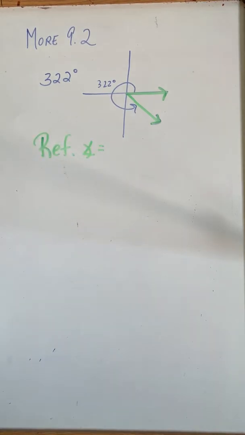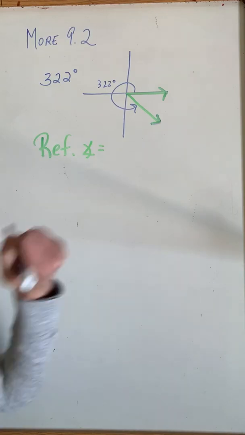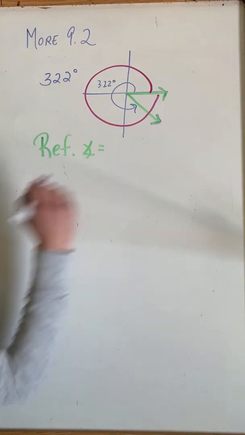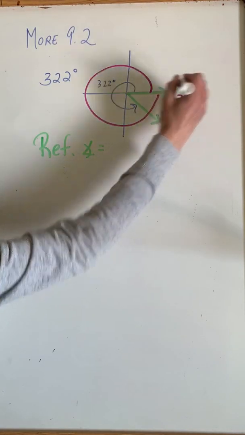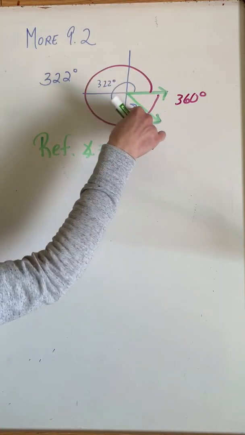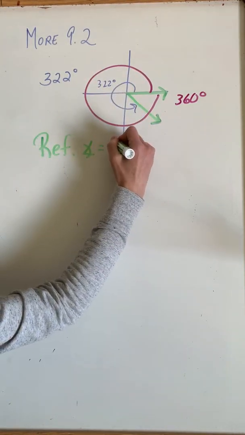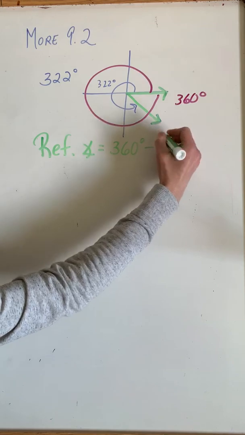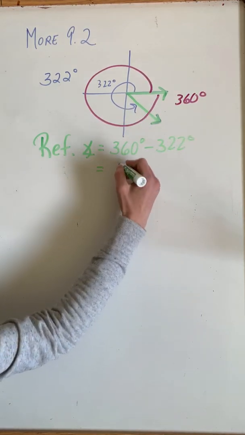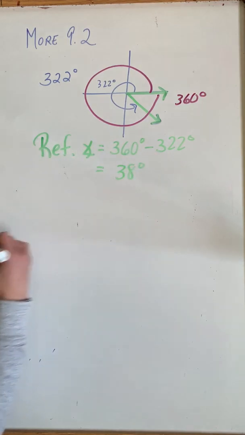Okay, so this one, since we terminated in the fourth quadrant, let's think about this. We know that one full revolution would be 360 degrees, right? But we only want the green portion. So if we know the blue is 322, then the green has to be 360 minus the distance we've gone, which would give us, oh, can I subtract, 38 degrees. So our reference angle would be 38 degrees.